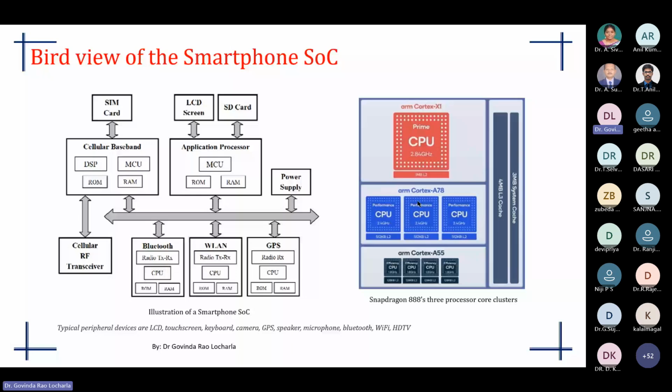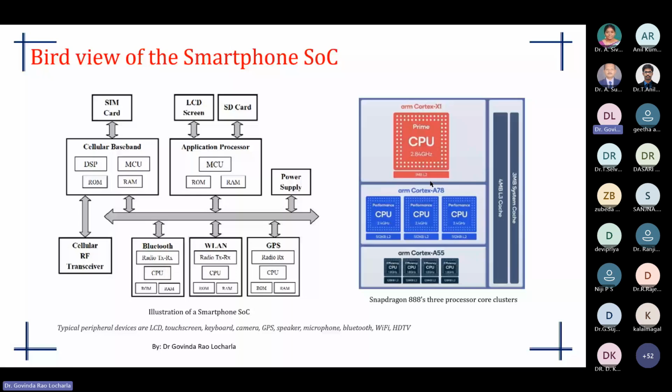So now let us see the various ways of implementing a circuit: full custom, semi-custom, and a few FPGAs may also be involved in a system at the system level.